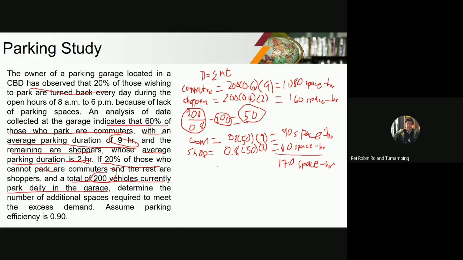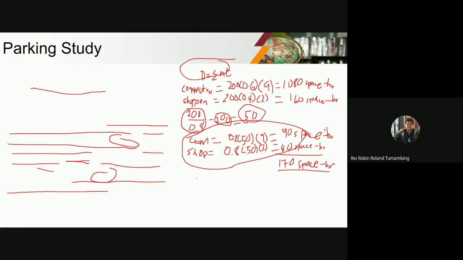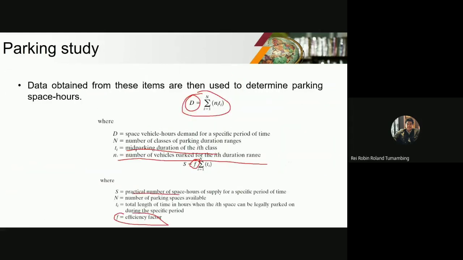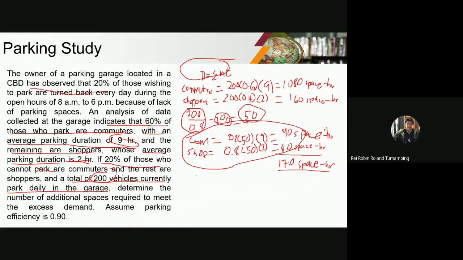Okay? So itong ginawa natin na to is actually using this equation. Okay? So itong 170 space hours, ito yung hindi natin nasa-serve. Okay? So now, we have to determine kung ilan pang parking spaces ang kailangan natin, in order for us to serve this 170 space hours. So that is actually yung ating S. Practical number of space hours of supply for a specific period of time. Okay? So here, S is equal to 170.